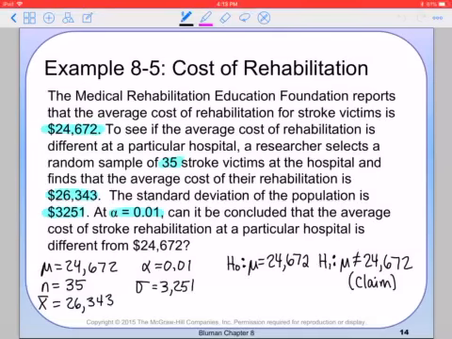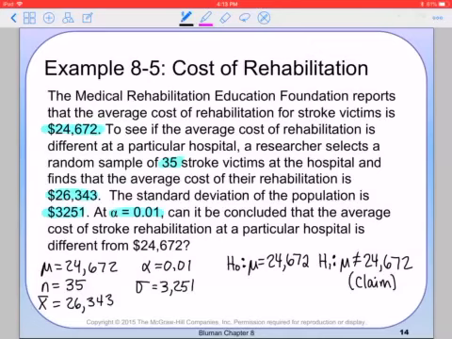Okay, hi everyone. If you remember at the end of class, we were talking about this example 8.5. It's the cost of rehabilitation. So we said on average the cost of rehabilitation for stroke victims was $24,000. And there's a researcher that wants to see if at a particular hospital, if the average cost for their stroke victims is greater or not average, I should say.